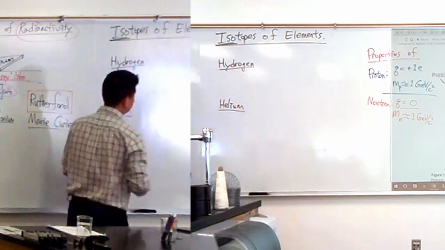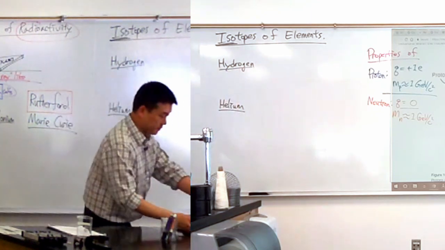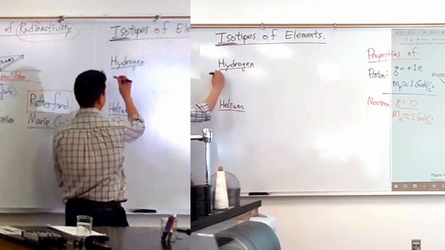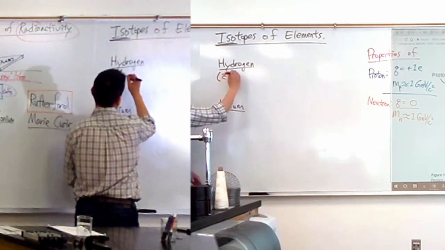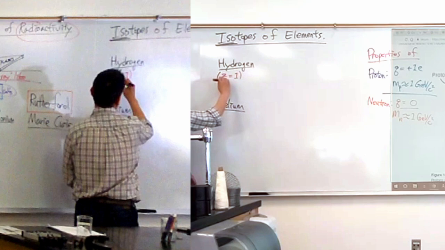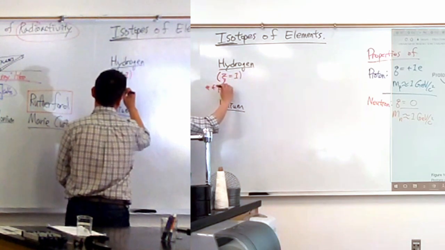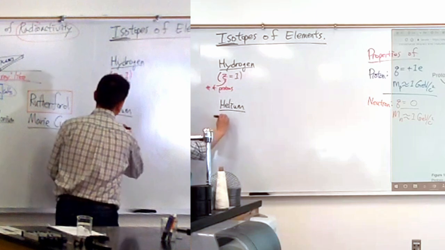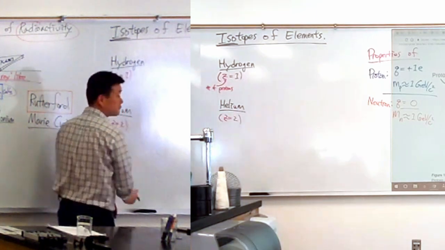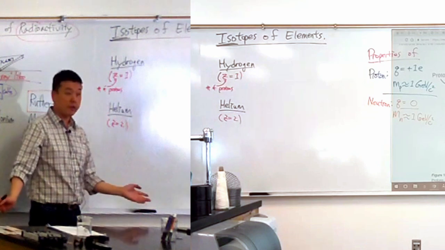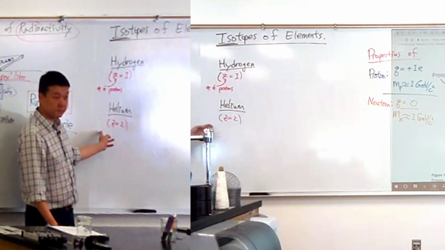And what makes them distinct elements is their distinct values of Z. So with hydrogen, Z is equal to 1. And what this really is, is the number of protons. And with helium, Z is equal to 2. And this determines all the chemistry that occurs with these elements.